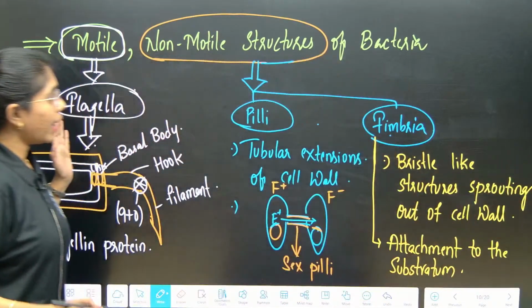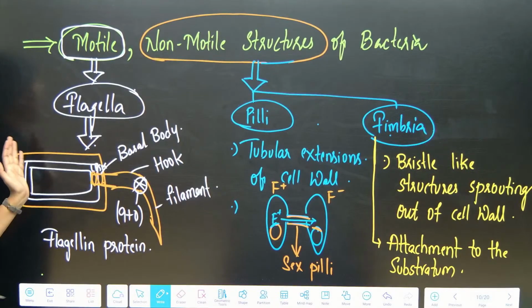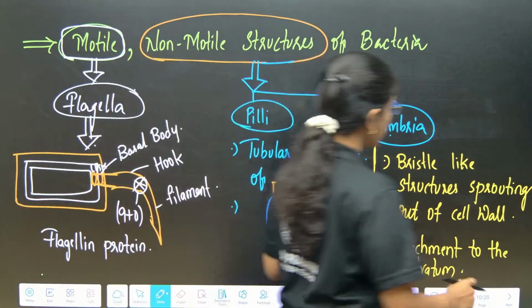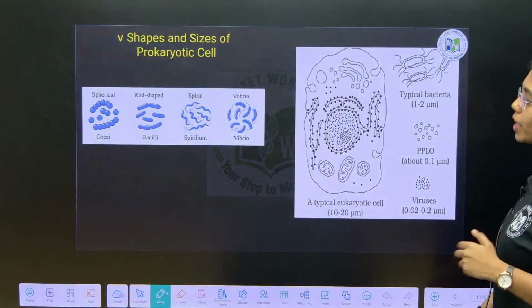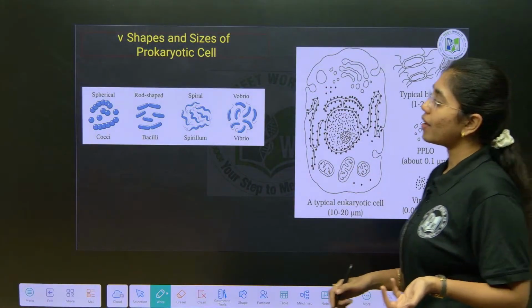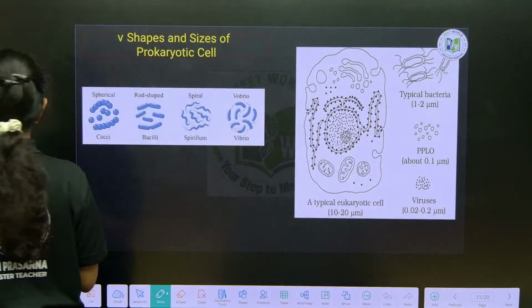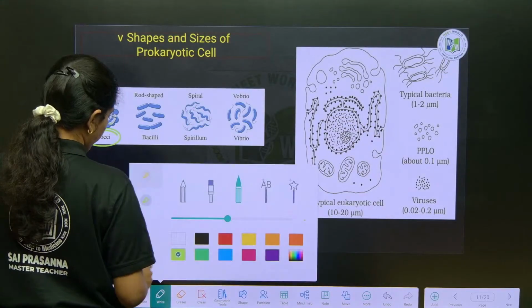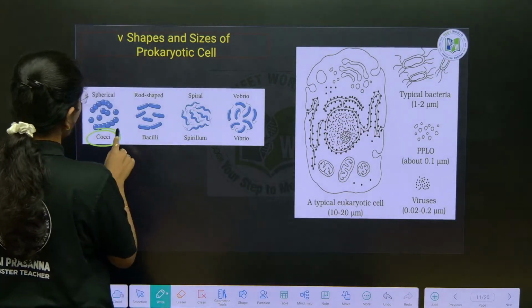Clear till here? Any doubt anywhere about motile and non-motile structures? Now we will see different types of bacteria based on the shapes. First, spherical shaped bacteria are addressed as what? Cocci. Spherical shaped bacteria are cocci.